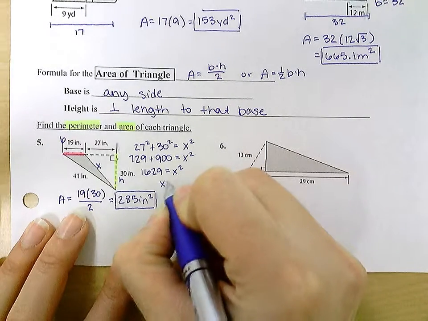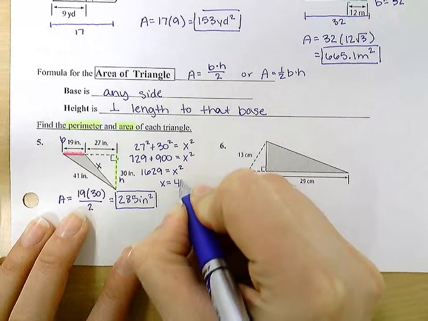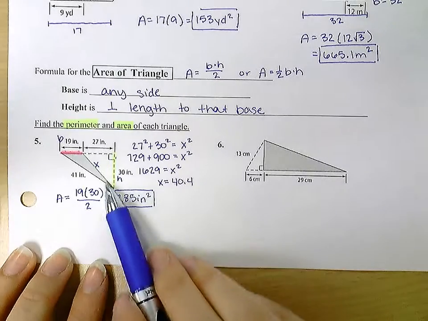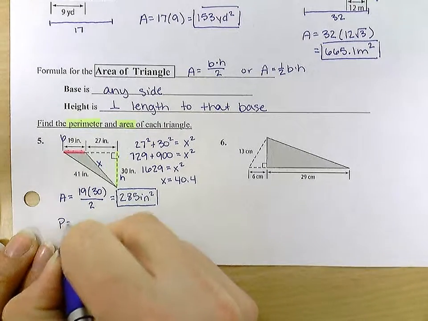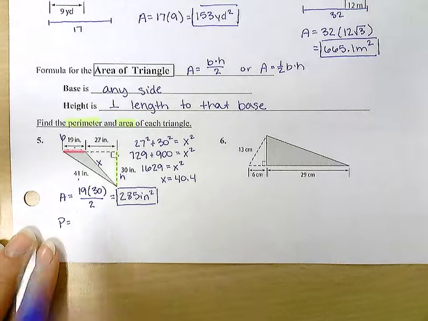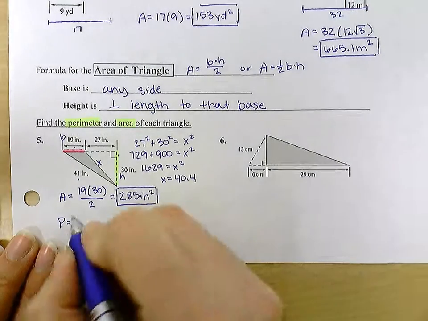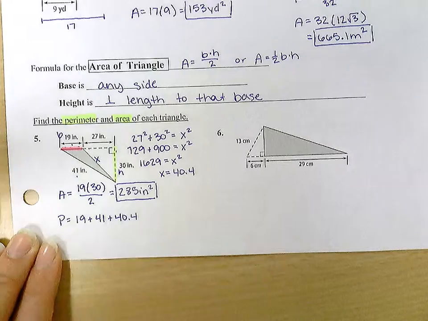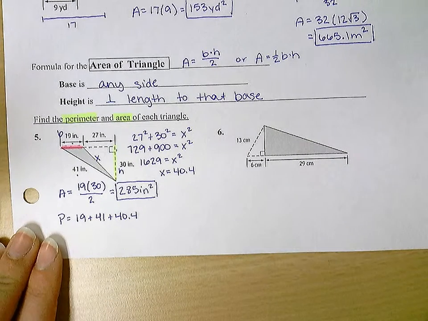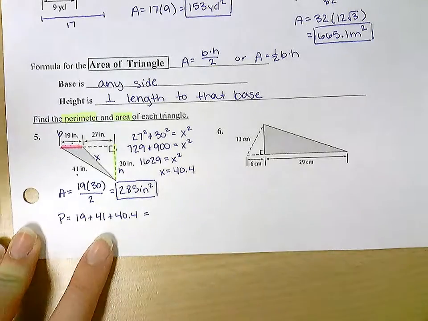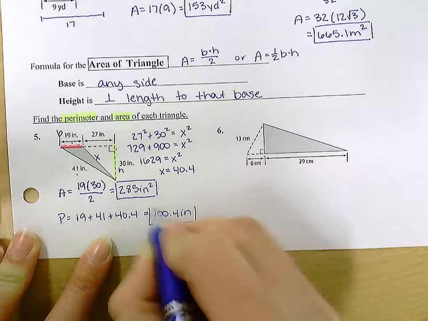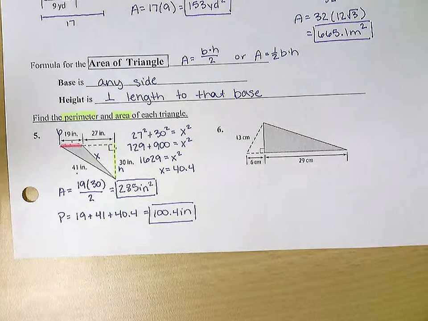Take the square root of both sides. You do get a decimal, and I'm just going to round to the tenth, to 40.4. Okay, so this last side of my triangle is 40.4. So finding that perimeter, again, I just need to add up all three sides of just the shaded triangle. Okay, so we have 19 plus 41 plus 40.4. And that's 100.4 inches.